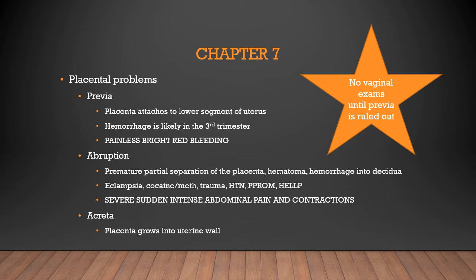But the problem with this is that the placenta does not separate readily, and so you end up with retained fragments. And so up to 90% of women who have some form of accreta will have at least a 3-liter blood loss, which is a significant hemorrhage.